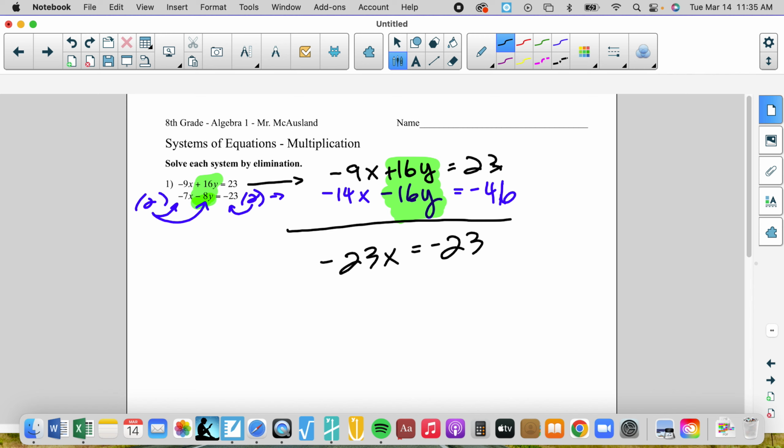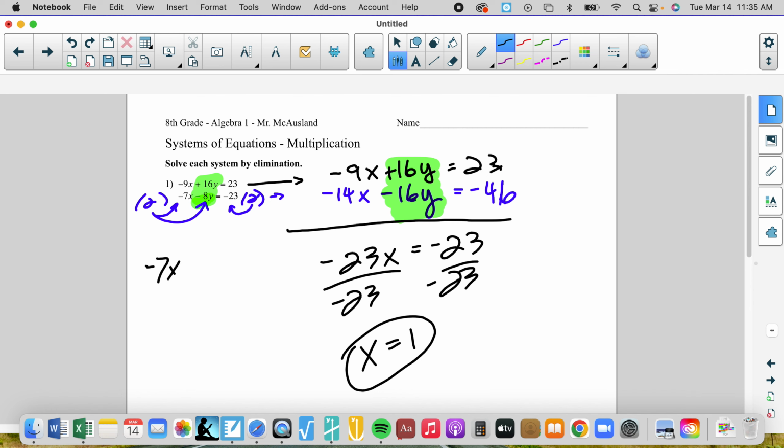What's great? We only have one variable here. Now we can isolate. We get x equals 1. And then we can choose any of these equations. I'm going to just choose the bottom one.